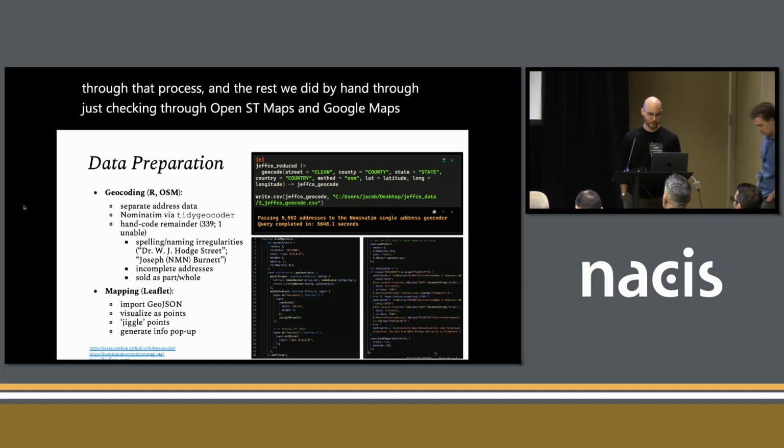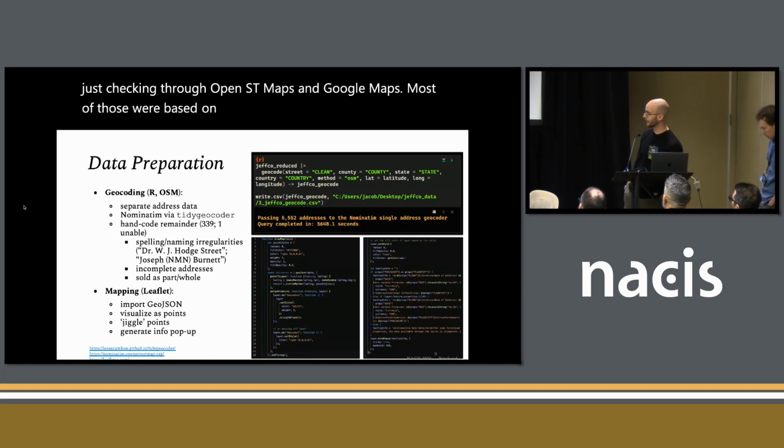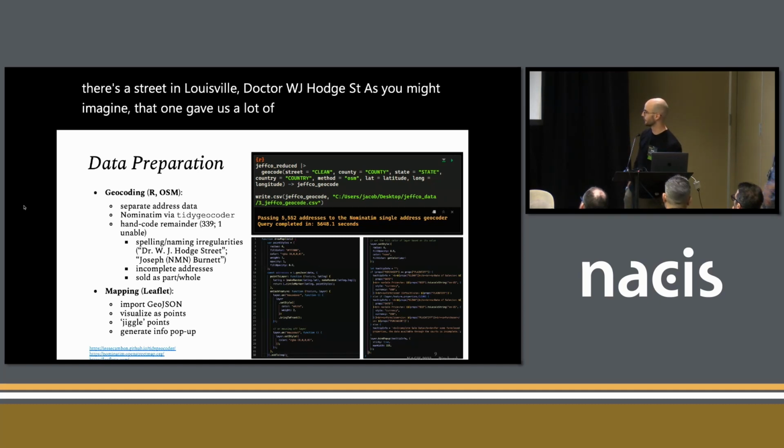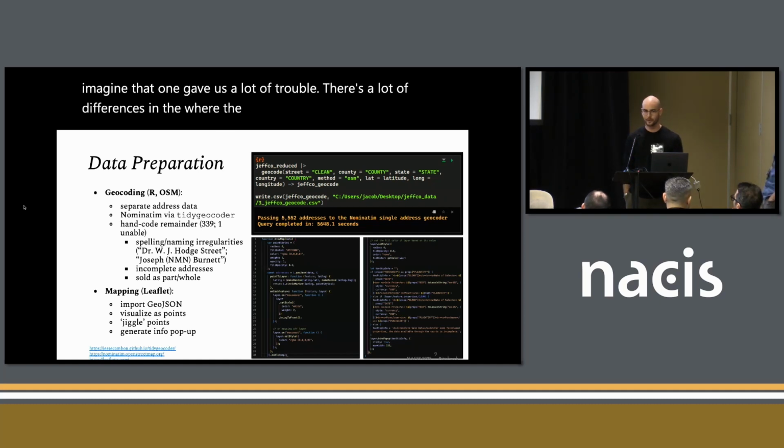Most of those were based on spelling or naming irregularities. So there's a street in Louisville, Dr. W.J. Hodge Street. As you might imagine, that one gave us a lot of trouble. There are a lot of differences in where the spaces are, where the periods are, so we had to clean all that out.